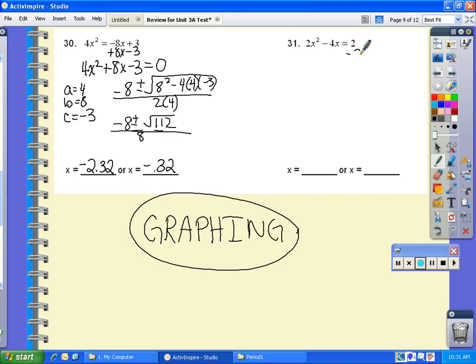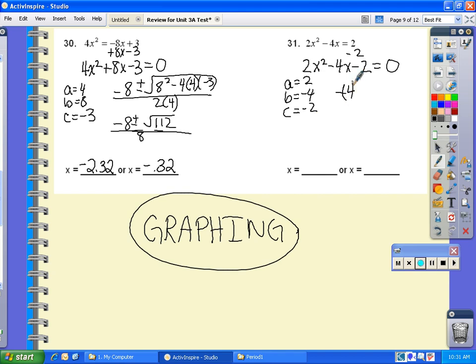For number 31, you first have to subtract 2. 2x squared minus 4x minus 2 equals 0. In this one, there is a GCF you can take out. You really don't have to. You can evaluate it using A, B, and C because it will simplify in the end. So therefore, I'm just going to go ahead and use them the way they are.